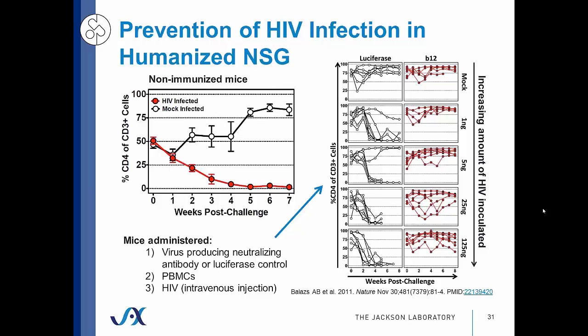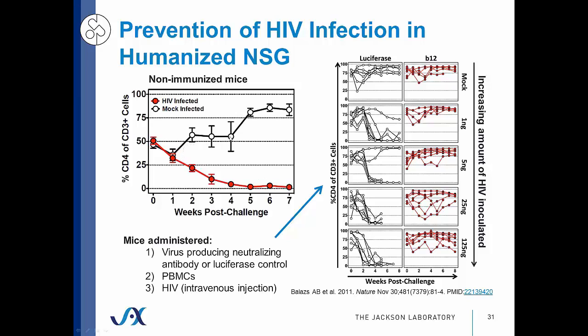So NSG mice can also be used to develop and validate new prophylactic treatments. In this study, mice were administered an adeno-associated virus that expresses a broadly neutralizing antibody against HIV, and then they were injected with human peripheral blood mononuclear cells and then infected with HIV by intravenous infection. So before they did this, they tracked CD4 positive T cell populations in non-immunized mice, and you can see that HIV-infected mice show the characteristic drop of CD4 populations as compared to the mock-infected.